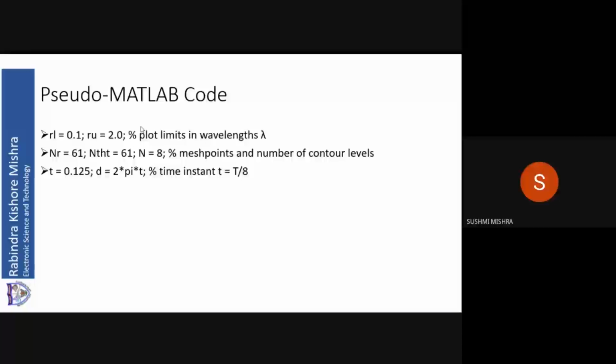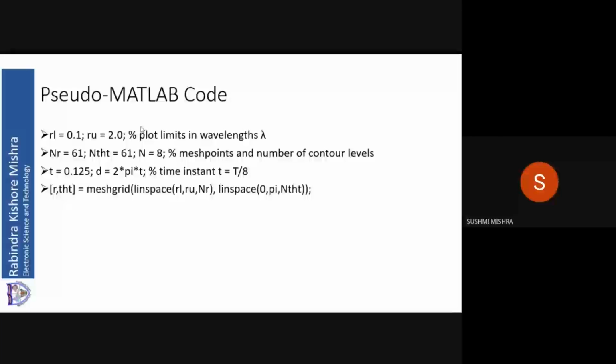Then I will define a d, where d is equal to 2 pi into t. So this gives me, at each time instant, t is equal to capital T upon 8, which is equal to 0.125. Now I will form a mesh grid of r and theta.